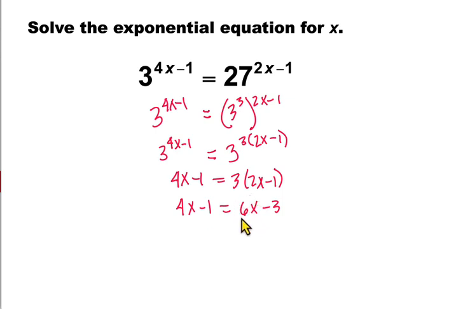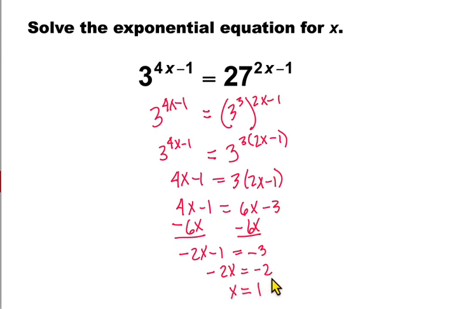We subtract 6x from both sides of the equation, minus 6x, minus 6x. This will get the x terms on the left side, so we get negative 2x minus 1 equals negative 3. We add 1 to both sides of the equation to get negative 2x equals negative 2. Now we divide both sides by negative 2 to get x equals 1.